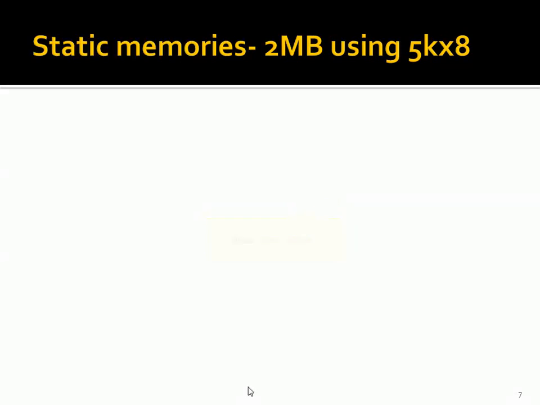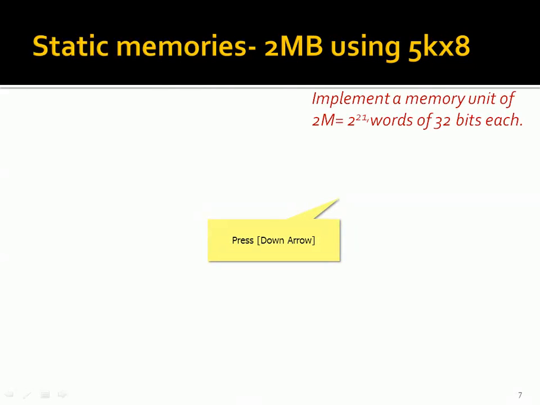So continuing from this, there is a static memory of 2 MB. To implement the memory unit of 2 MB, that is 2 power 21 words, with 32 bits in each word, they want to organize it. So a 19 bit internal chip address will be required.